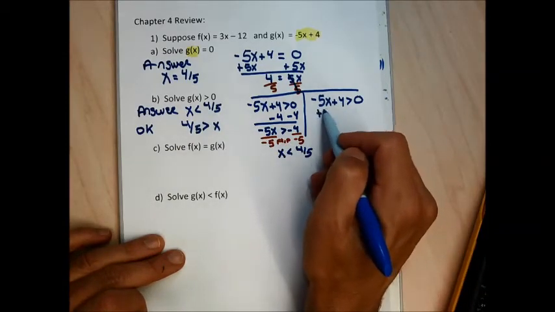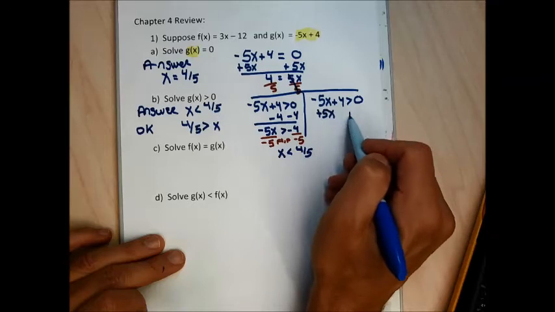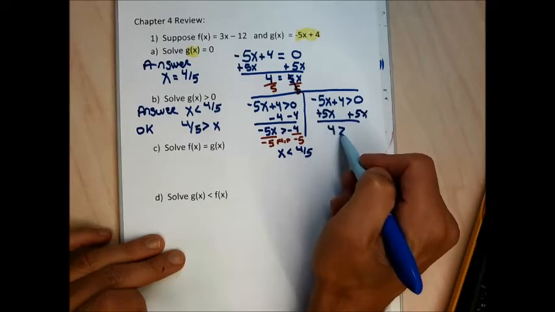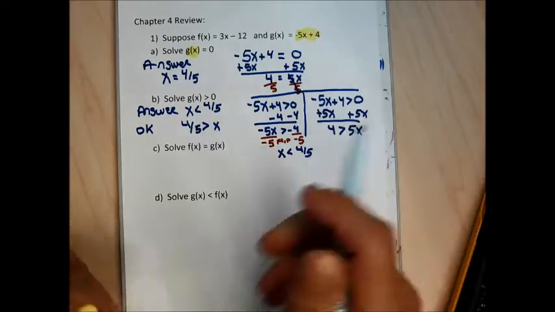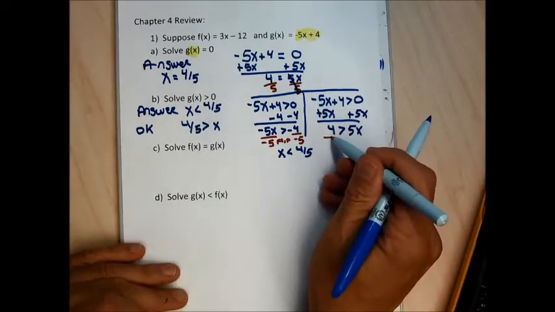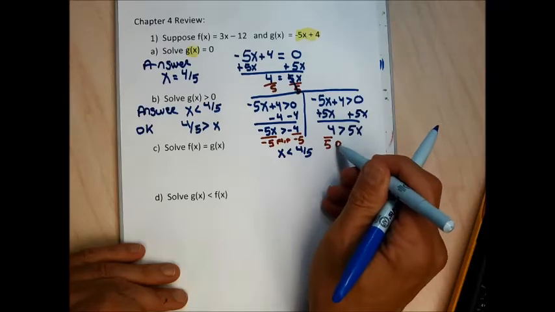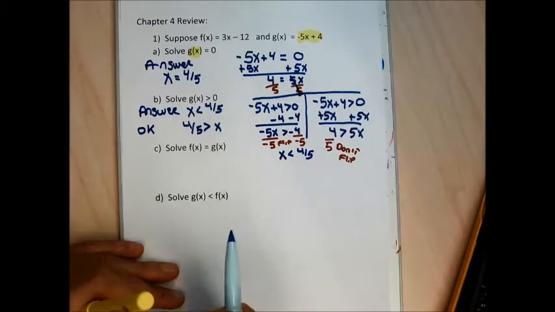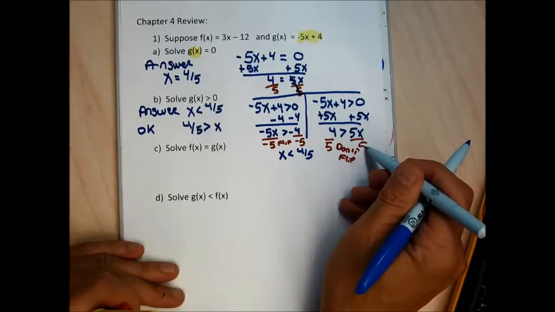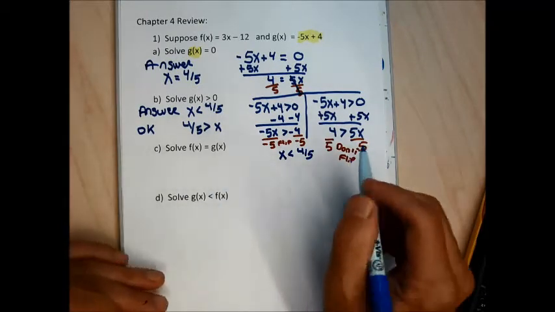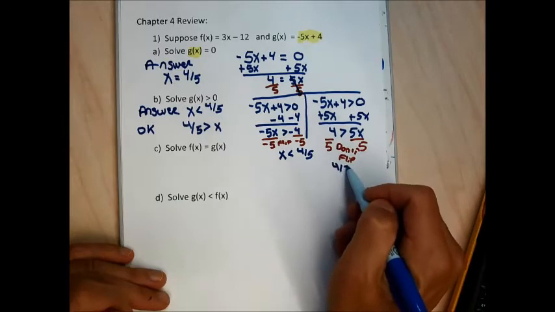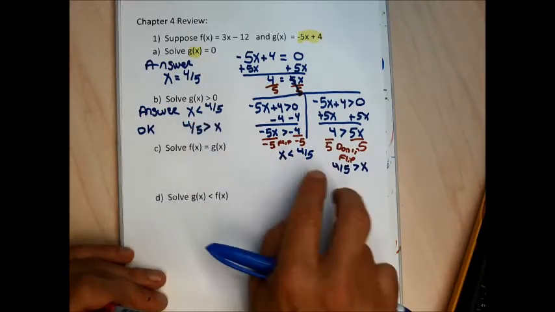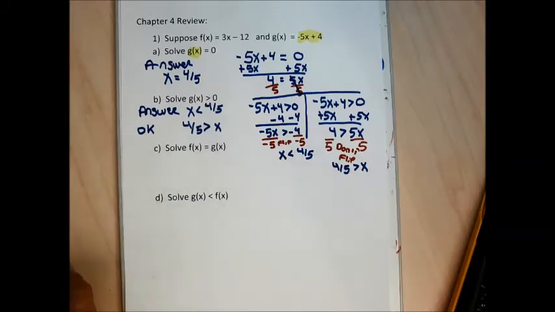The other way to solve this would have been to add 5x to both sides. That would give me 4 is greater than 5x. And then I divide both sides by 5. And because the number I'm dividing by is positive, I don't flip the inequality. You only flip an inequality if you're dividing by a negative to solve for x. This would give me 4/5 is greater than x, which is equal to that answer, just with the letter and the number switched.